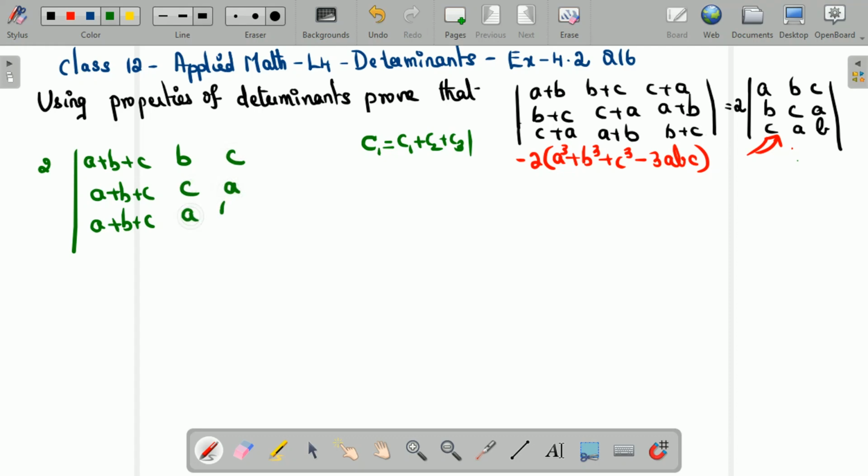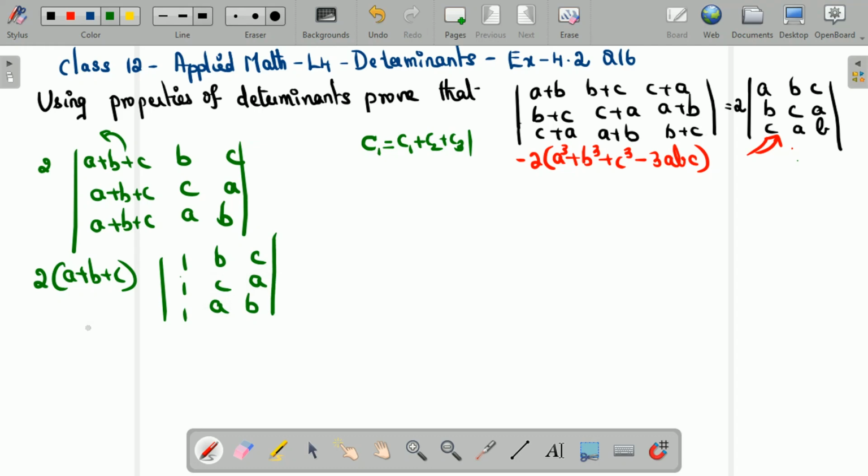So CA, and AB. In the next step, we can take this A + B + C outside. So 2 into (A + B + C). So the first column will become 1, 1, 1, with B, C, C, A and AB. Now we are going to do the next transformation, which is R2 = R2 − R1 and R3 = R3 − R1.